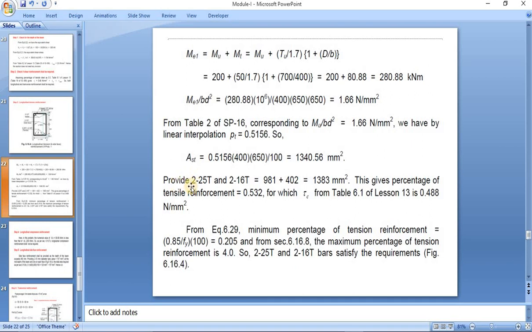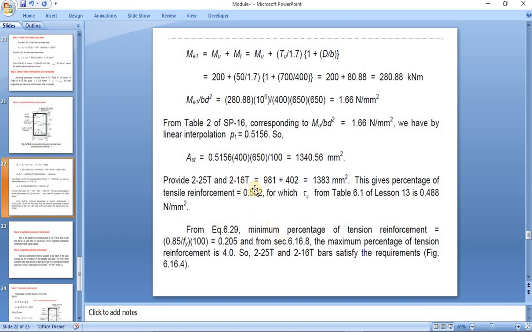So what we suggest is to provide 2 numbers of 25 mm diameter bars and 2 numbers of 16 mm diameter bars. The area of the 25 mm bars and 16 mm bars in two quantities is 1383 mm square. So it is more than the required AST. The percentage of tension steel provided is 0.532. So 0.51 was required, 0.53 we have provided.